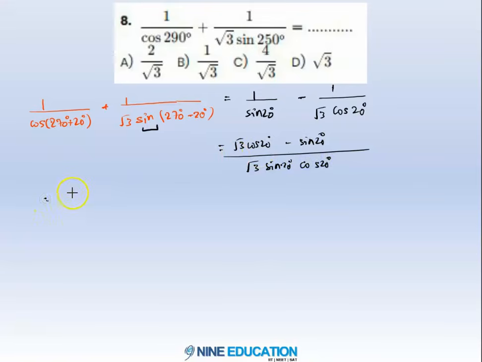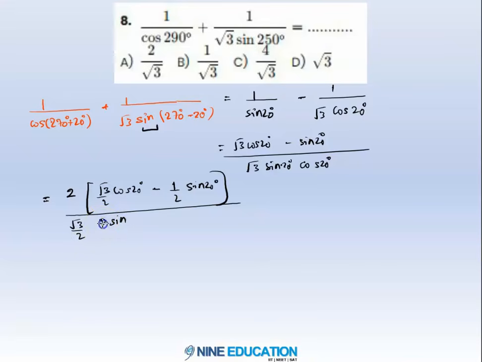Now the numerator can be written as 2 times of root 3 by 2 cos 20 degree. So I am dividing and multiplying by 2. So this is 1 by 2 again sin 20 degree. And same with the denominator, I can say root 3 by 2, and then again I can multiply 2. So 2 sin 20 degree cos 20 degree. Now this root 3 by 2 I can write as cos 30 degree, and this 1 by 2 I can write as sin 30 degree. So it is cos A cos B minus sin A sin B. So it is nothing but the cos A plus B formula.